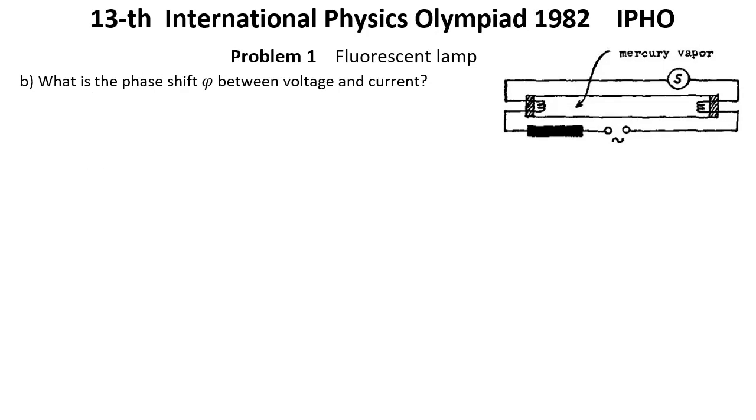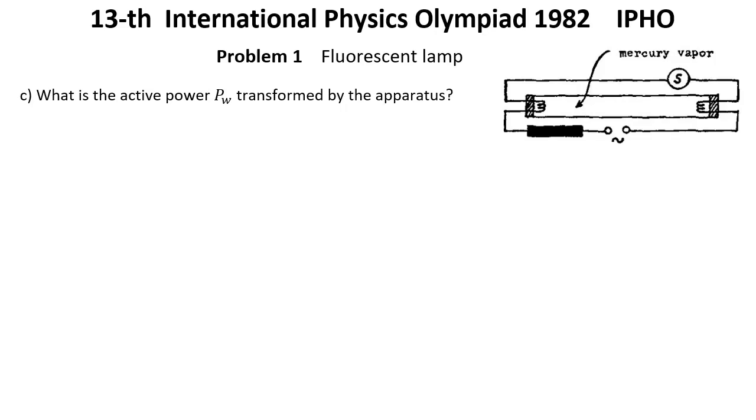Question B. What is the phase shift phi between voltage and the current? Solution. The impedance angle is obtained from tangent phi equal omega L over R, which is 2.06. It means that phi equals 64.1 degrees. That was solution for question B.